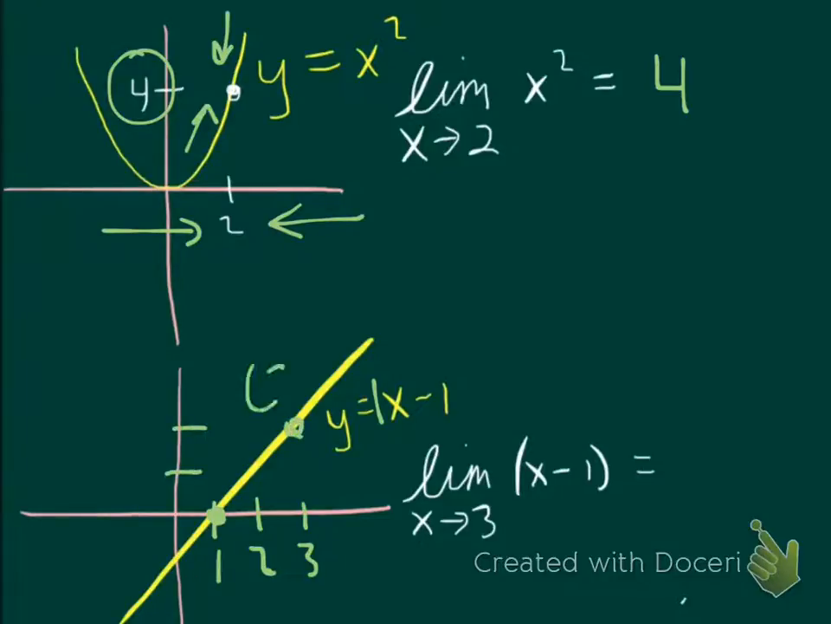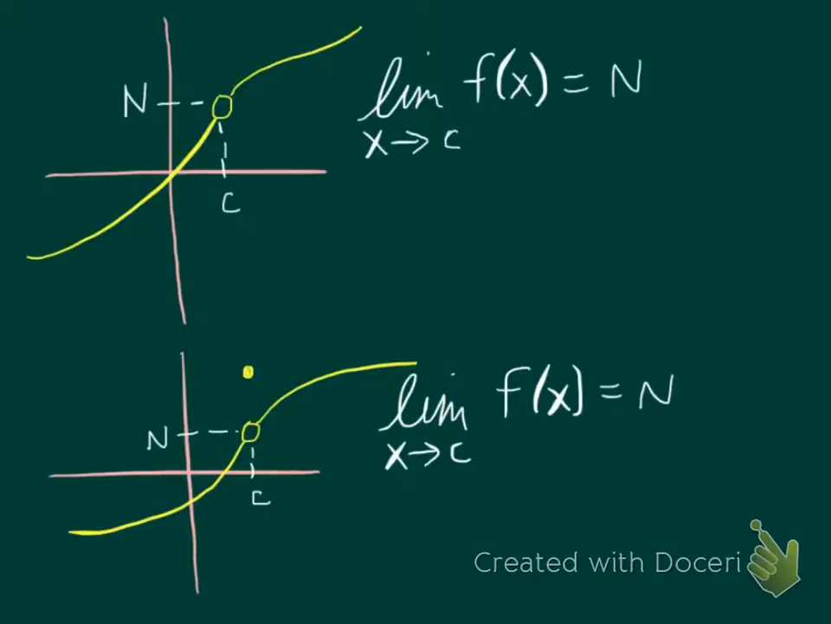And so we have this point (3, 2), and again, as x gets closer and closer to 3, the y values get closer and closer to 2. And so no matter how close you get to 3, the y values are still getting closer and closer to 2, so we say that 2 is that limit. Okay? So there you go. We'll cruise over to the next slide.